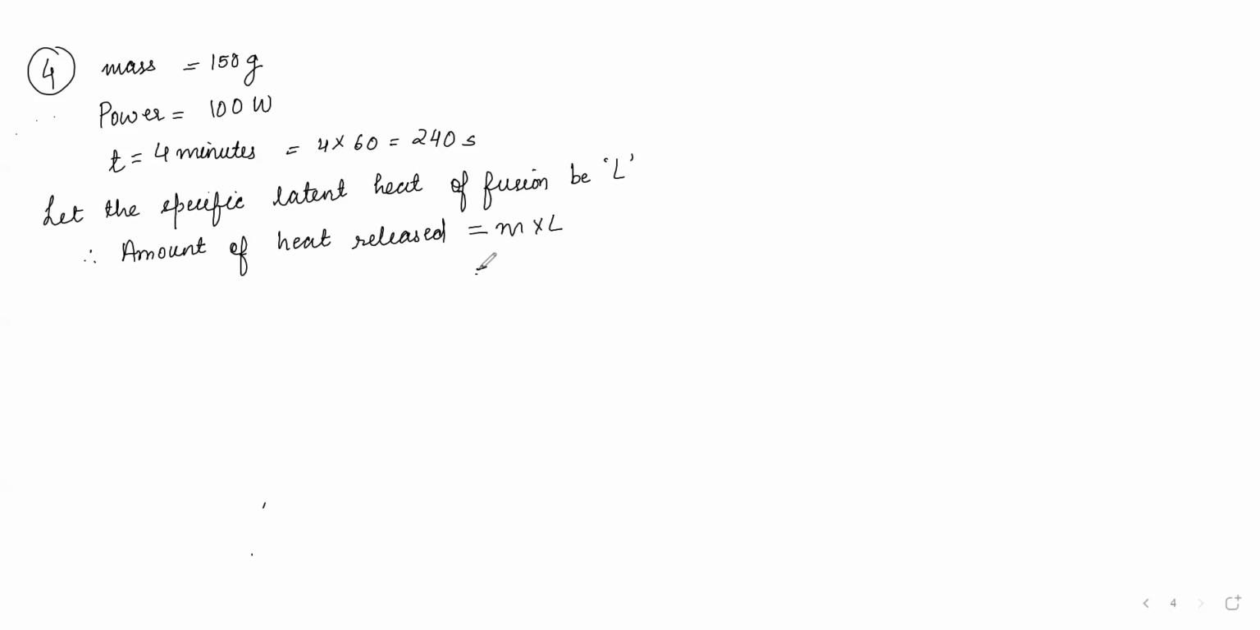So what is the mass? Mass has been given as 150, and this needs to be converted into a standard unit, children. Since watt is a standard unit, you will be converting this into kg. Okay, so we will be writing this as 0.15 into L. Okay, now what you will be calculating is the power. So what is the formula of power, children?